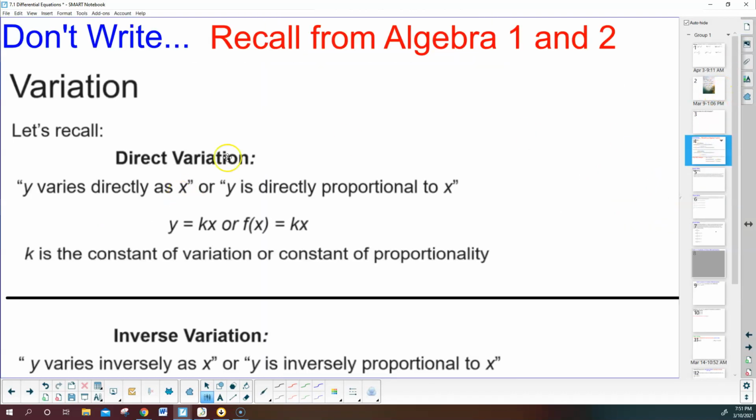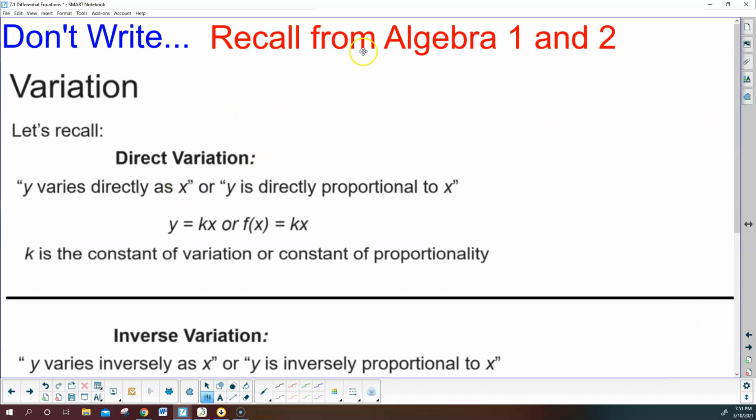Okay, we're going to do some recall pieces here from Algebra 1 and Algebra 2. I don't want you to write this, but this ties into differential equations. So when we talk about variation, remember what we mean by variation. We have something called direct variation. That means that x varies directly with y, or x is directly proportional to y. When you see those two statements, I think of something like this, where x and y are related, and the only thing that makes them different is this constant of variation, they call it. So k is the constant of variation, or constant of proportionality.